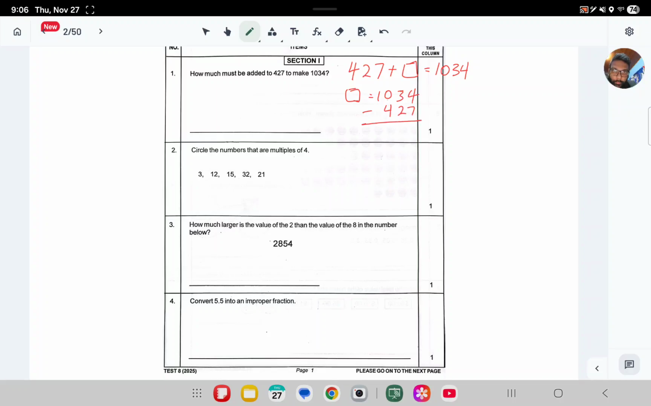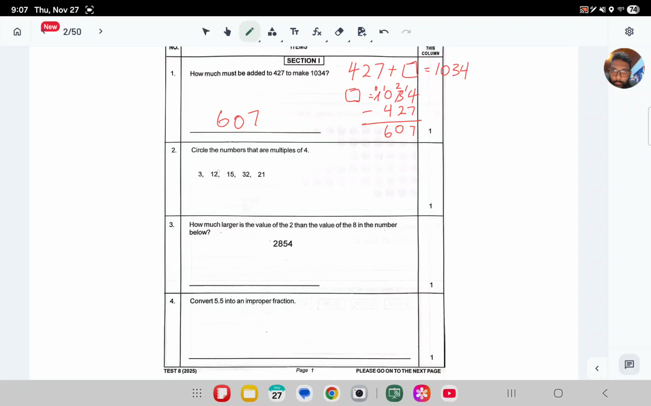4 cannot take away 7, so we take 1 from the 3. Here becomes 2, here becomes 14. 14 take away 7 is 7. 2 take away 2 is 0. 0 cannot take away 4. We take 1 from the 1. Here becomes 0. Here becomes 10. 10 take away 4 is 6. So you end up with 607.